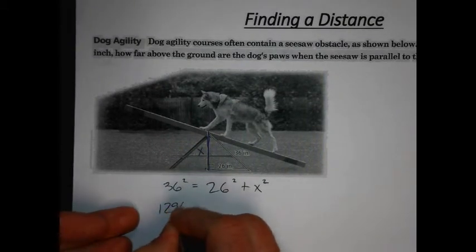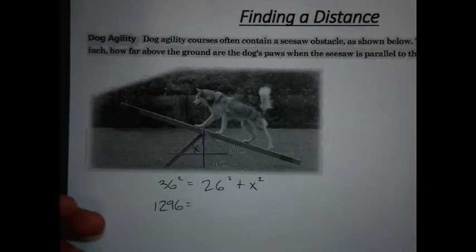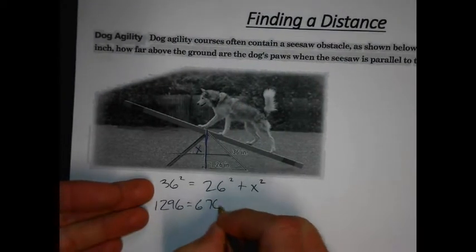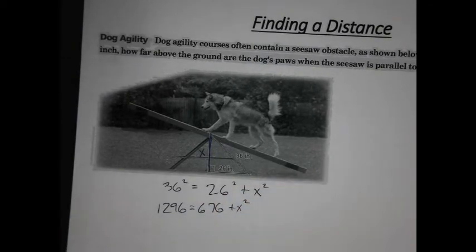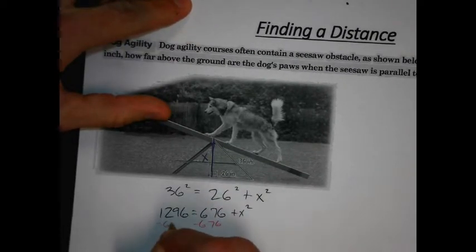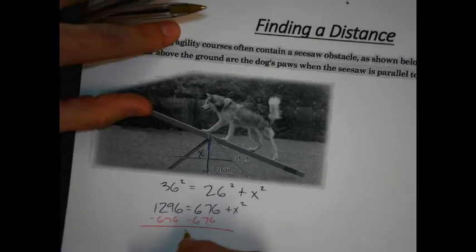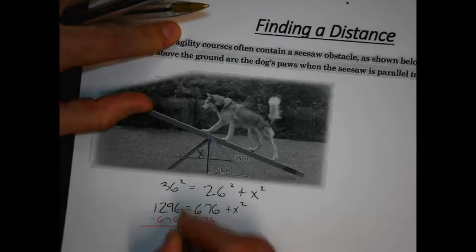And what is 26 squared? 26 squared is another big number. 26 squared is 676, and that's plus x squared. So to solve for x squared, we're going to subtract 676 from both sides. So what does that leave us with? What is equal to x squared? 6 and 6 is 0, 9, 2, 7, 12, 620.